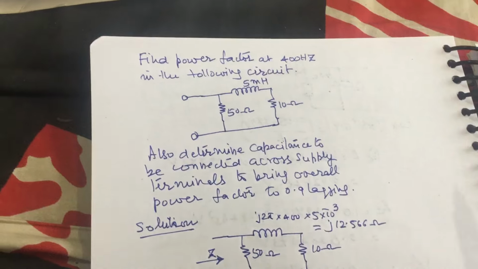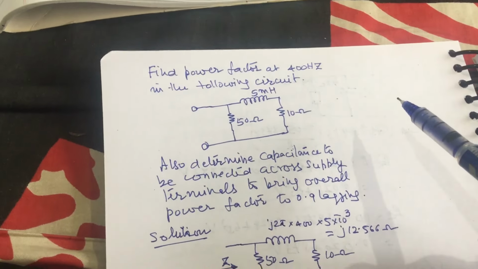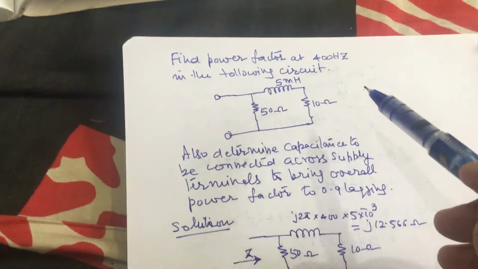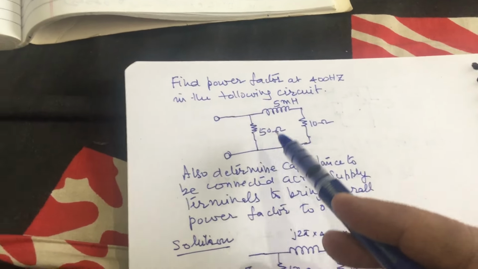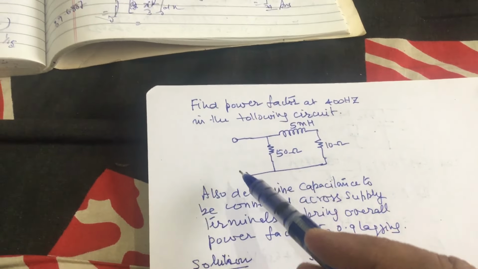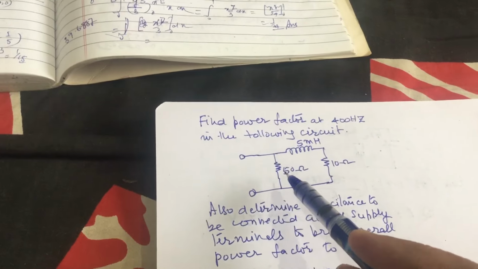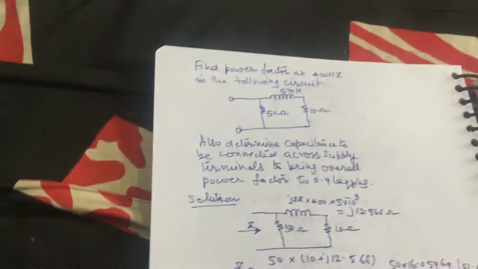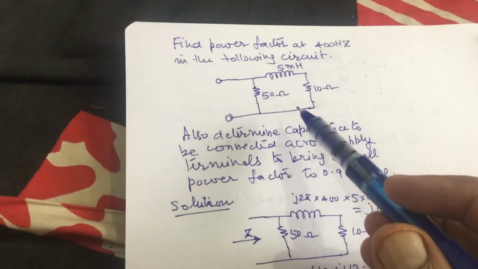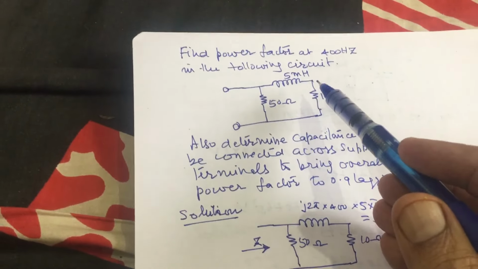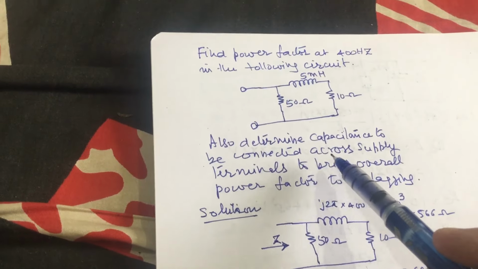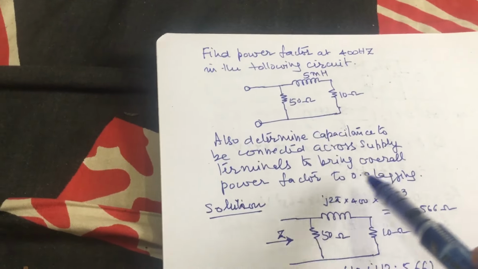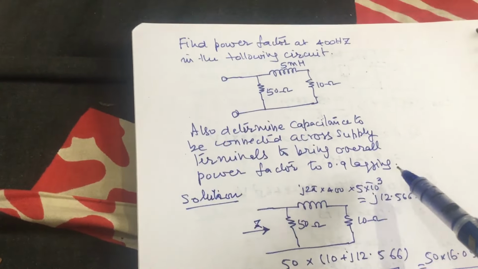In this video, we will solve one problem on single phase circuits. The problem is like this: find the power factor at 400 Hz in the following circuit. The circuit is given here, with the supply voltage applied here, a 50 ohm resistance, and this is a 50 ohm resistance, a 5 mH inductance, and a 10 ohm resistance. Also, determine the capacitance to be connected across the supply terminals to bring the overall power factor to 0.9 lagging.